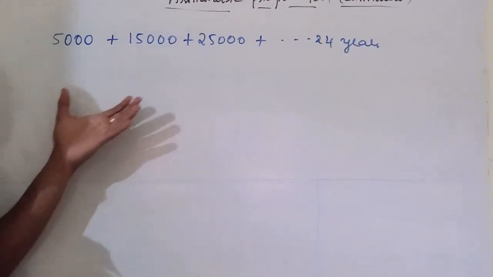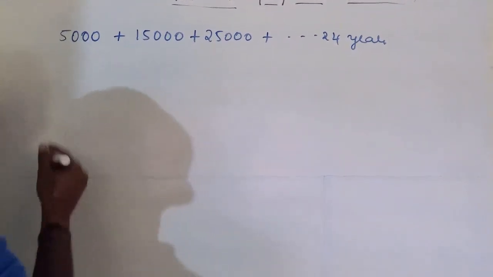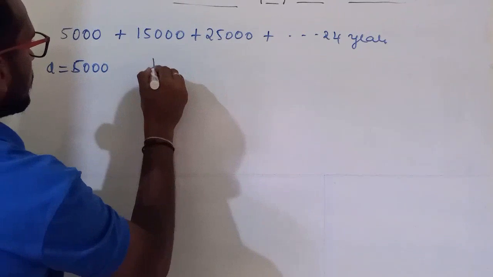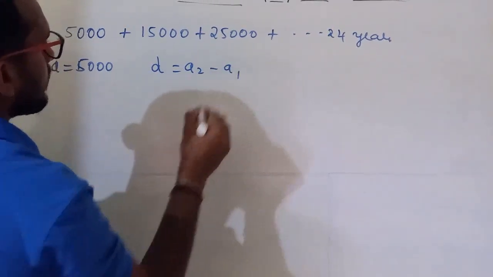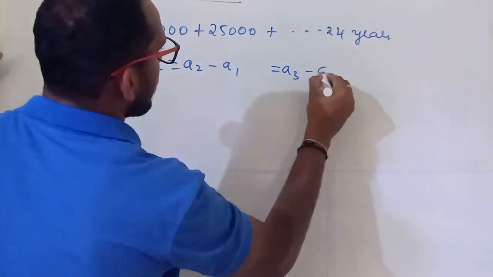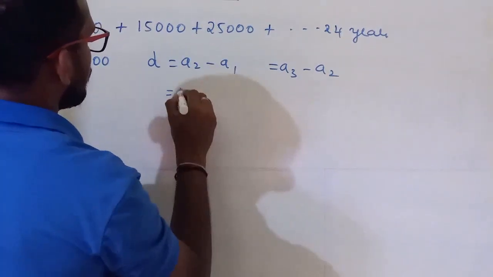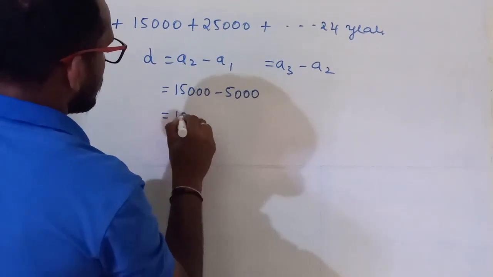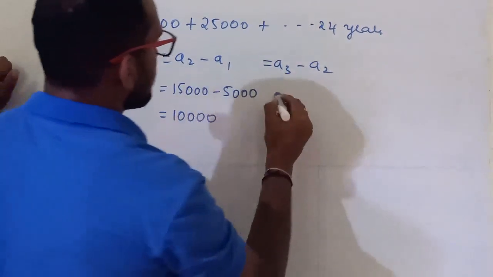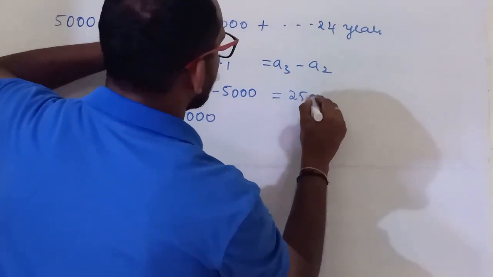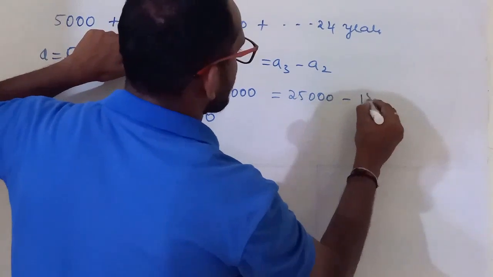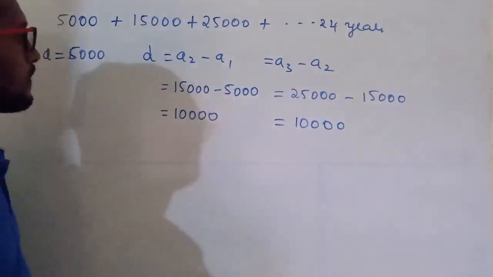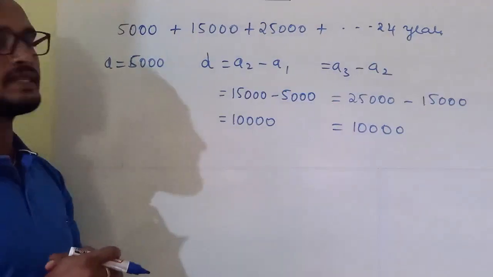Now I want to check first whether the given sequence is an AP or not. Let's do it. First I'll write a is equal to 5,000. Now let's find the common difference. As you know, d is equal to a2 minus a1, which is equal to a3 minus a2. a2 is 15,000, so 15,000 minus 5,000 gives 10,000 as the common difference. Similarly, a3 is 25,000, and 25,000 minus 15,000 is equal to 10,000. So the common difference is the same, and the given sequence is an AP.